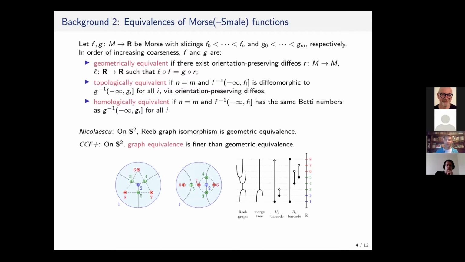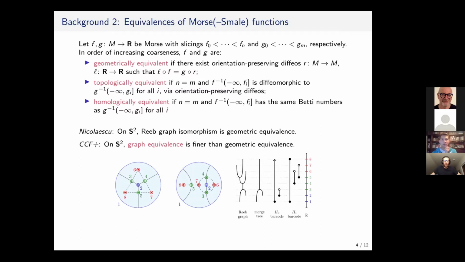Jānis, I wanted to ask a question, if that's okay. Sure, go ahead. So I see why homological equivalence is weaker than topological equivalence. I'm trying to see why topological equivalence is weaker than geometric equivalence. Would they be the same if in the definition of topological equivalence, I replaced the fi's and gi's for all i with all r's? Or, well, how should I see the topological one's weaker than the geometrical one?